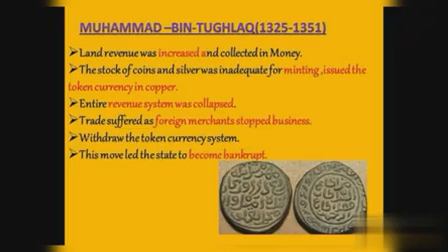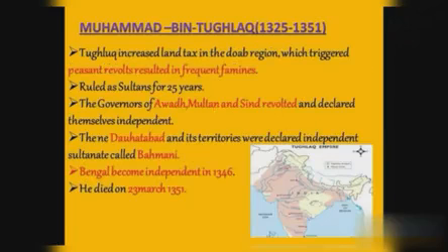As a result, there was an outbreak of frequent famines. Tughlaq ruled as Sultan for 25 years. During his long reign, he had to face many revolts by the provincial governors. The governors of Awadh, Multan and Sindh revolted and declared themselves independent. In South India, several states rose.